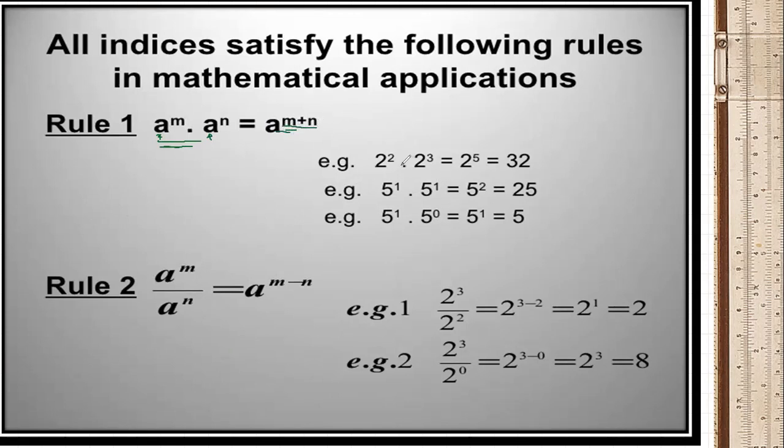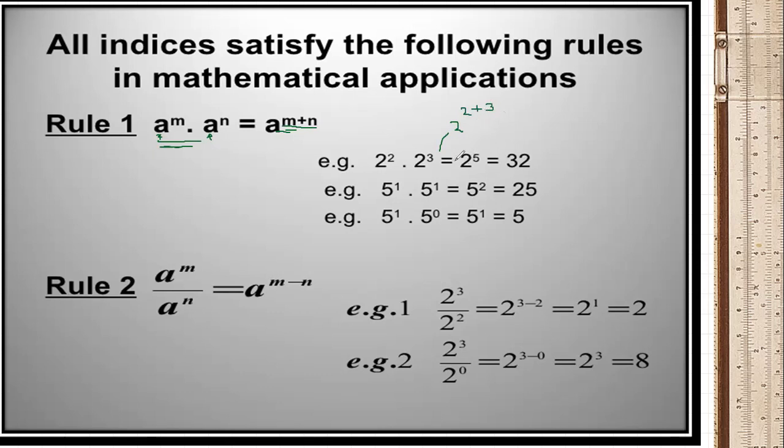So in this case, an example is when we are multiplying 2 power 2 times 2 power 3. We maintain the base, which is 2, and then add the powers, 2 plus 3.